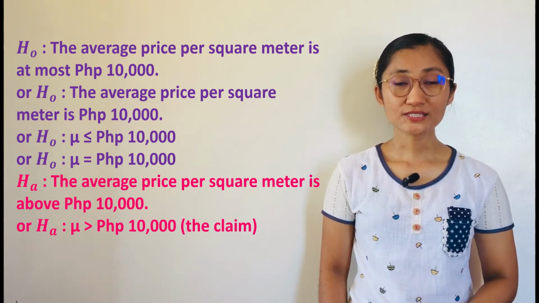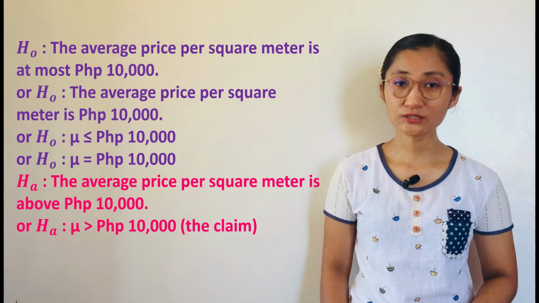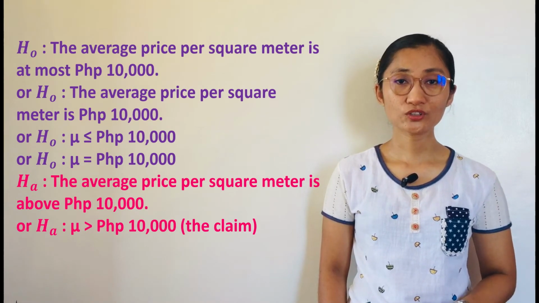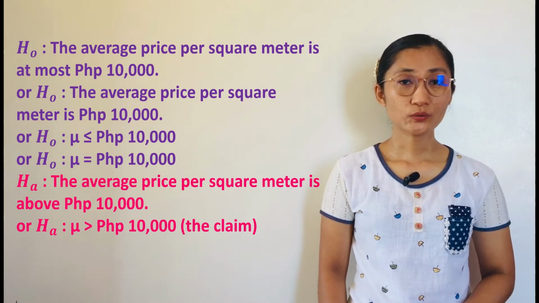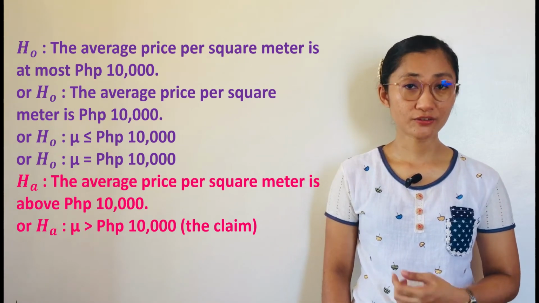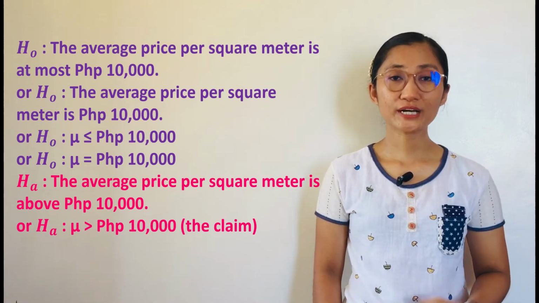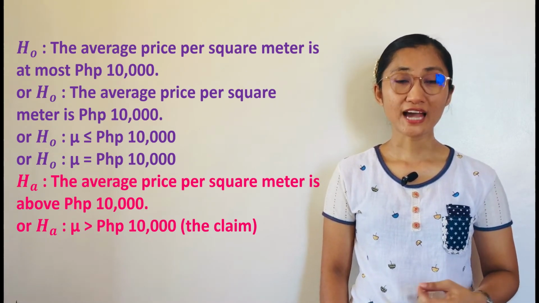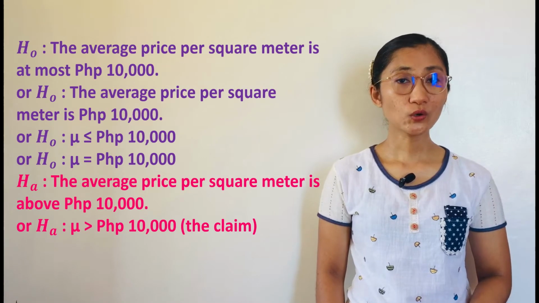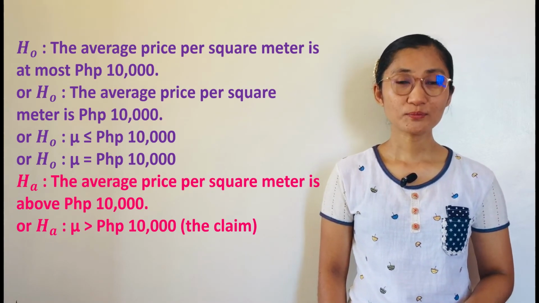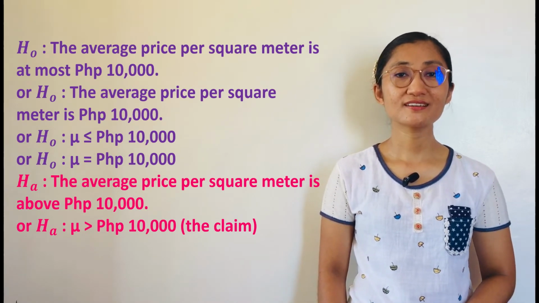Or H sub 0 colon mu is less than or equal to 10,000 pesos. Or H sub 0 colon mu is equal to 10,000 pesos. Okay? So we may express the null hypothesis of example 2 in either of these ways. Next, H sub A, or the alternative hypothesis, the statement is: the average price per square meter is above 10,000 pesos. Or H sub A colon mu is greater than 10,000 pesos. And the alternative hypothesis in example 2 is the claim.